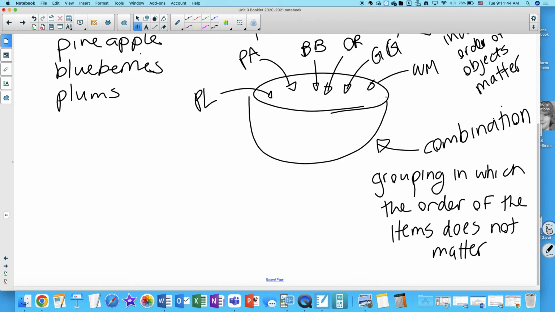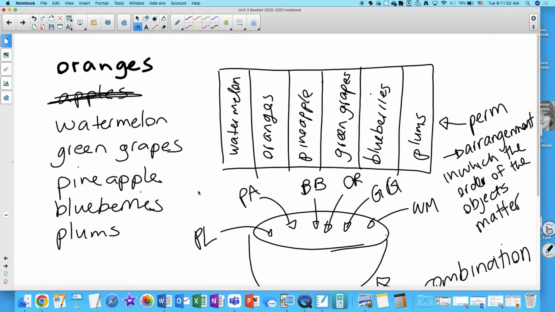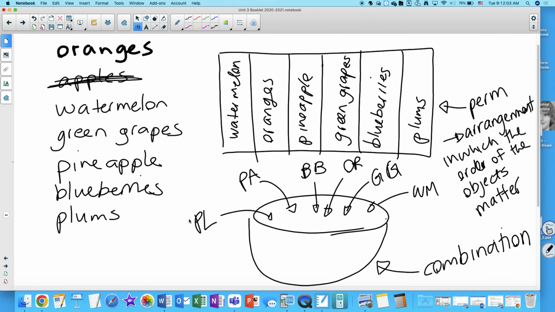Okay? So things that are permutations, some examples of permutations: phone numbers, license plates. Let me think. Those are two that come to mind. Oh, this one's an interesting one. A combination lock. It's called a combination lock, but it actually should be called a permutation lock. Because if you have three numbers in your combination lock, you have to do them in the correct order, otherwise the lock won't open. Okay? So these are all examples of different permutations.